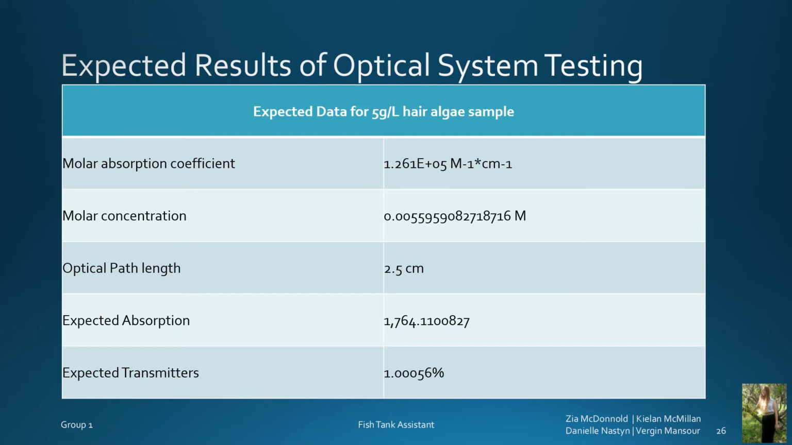This slide shows our expected data per 5 grams of hair algae per 1 liter of water. It has the calculated molar concentration, our optical path length, which is 2.5 centimeters, the expected absorption, and the expected transmitted light, which is 1.00056%. That is the percentage of light that will be coming out the backside of the sample.